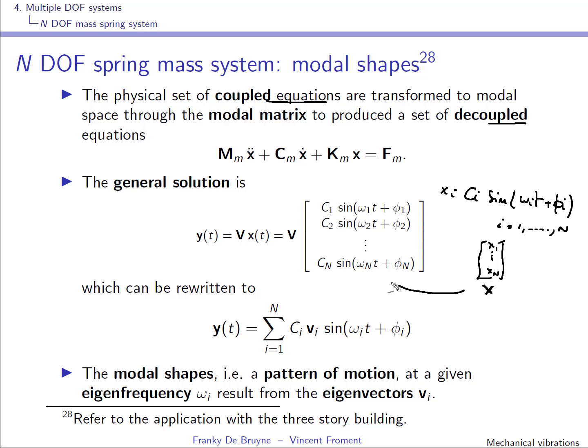So we know that the solution of the original system, the general solution, is our modal matrix times this vector x. So by finding the solution of these individual differential equations, we can find the general solution of the coupled system. Okay, the modal shapes are given by the eigenfrequencies and the eigenvectors.